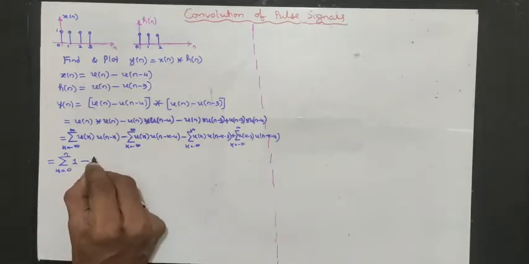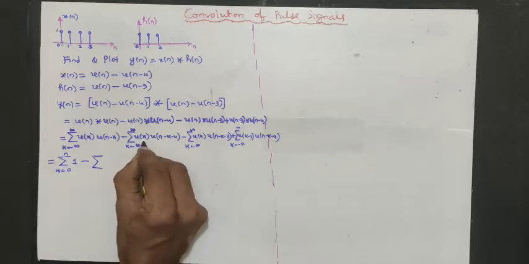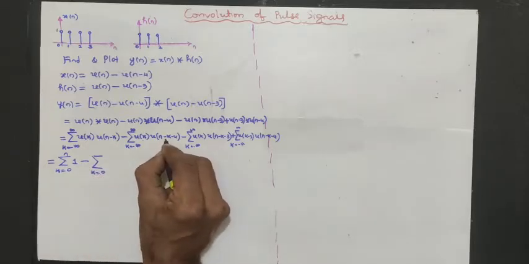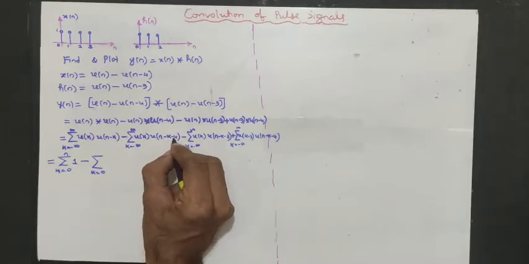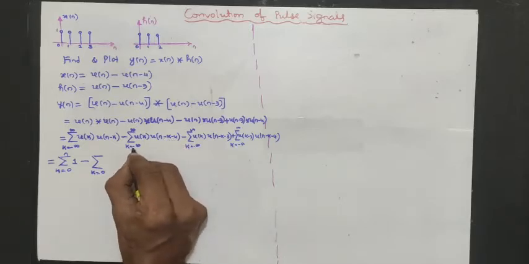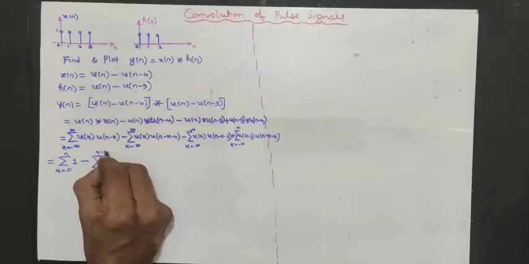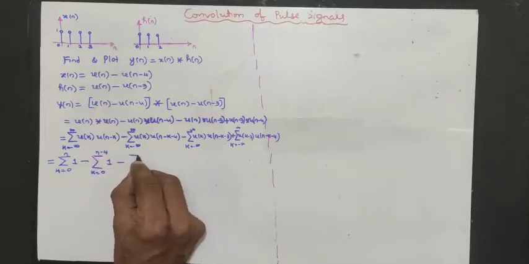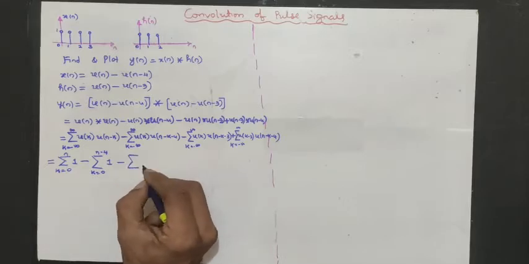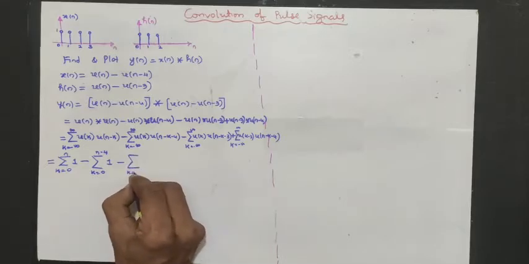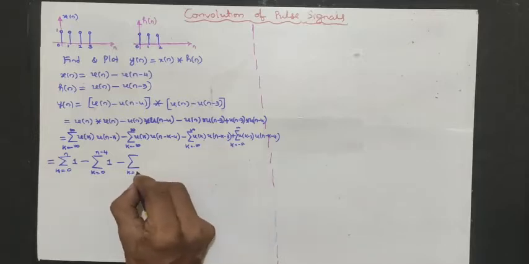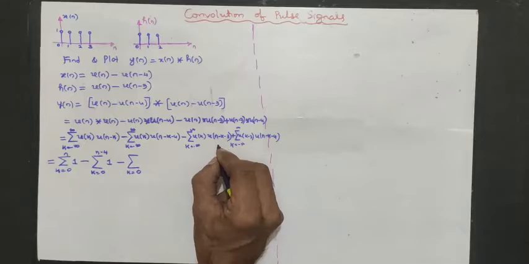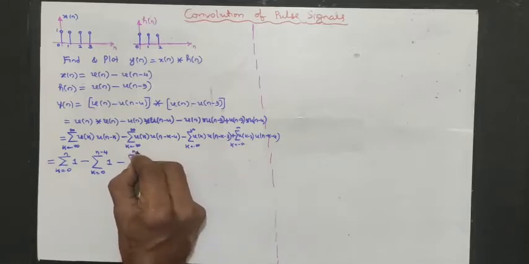Minus. Next equation is u(k). Starting point is k equal to 0. What is the ending point? n-k-4. Please note that the variable is k, hence it ends at n-4. Summation of 1, minus, k equal to starting point 0, ending point is n-3.